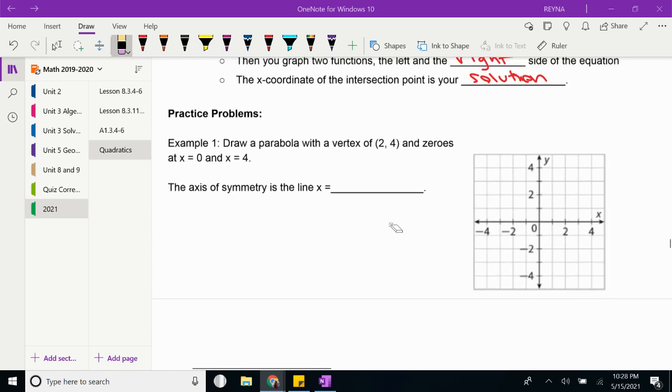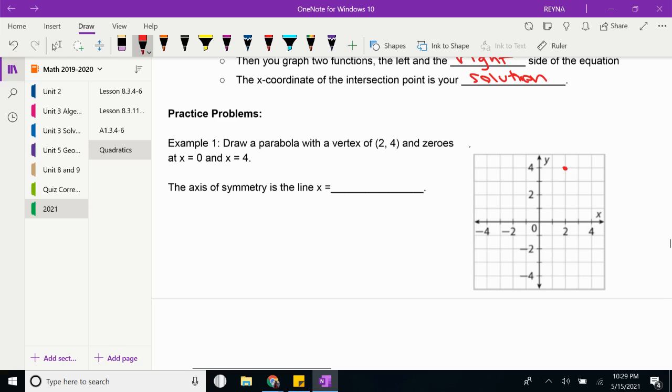But what we are going to talk about are the zeros and how easy it is, if you know your zeros, if you know your vertex, to graph a parabola. So right here, it doesn't give us the equation. However, it does tell us that the vertex is at the point 2, 4. So let's put that on our graph, 2, 4.